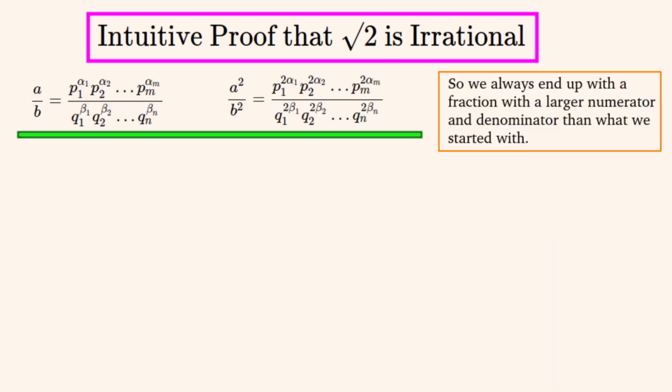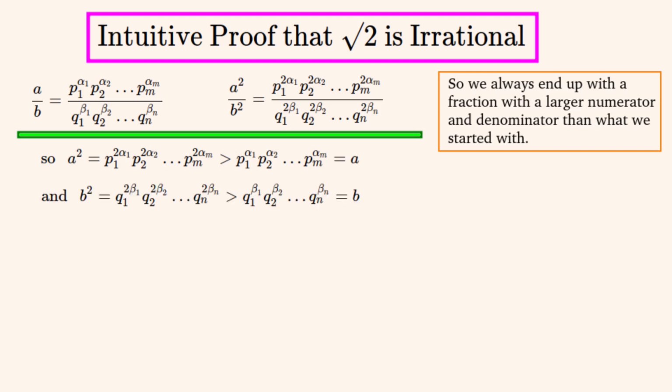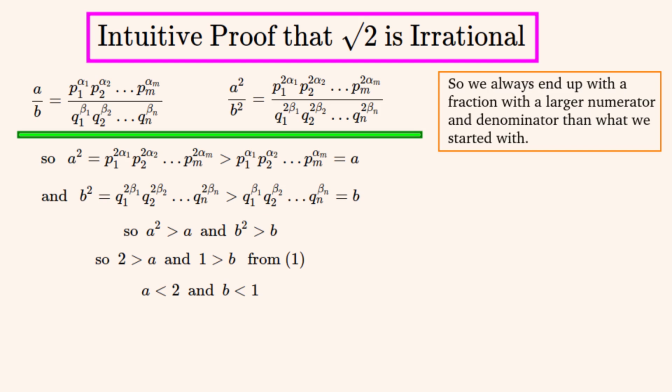So I'll write these equations up the top here. We'll set a squared to be this, which is greater than the numerator of the unsquared fraction, which is equal to a. And we can similarly show that b squared is greater than b. Then we can write it out more directly. And we can then make this substitution for a squared and b squared from result 1. And then we can turn them around.